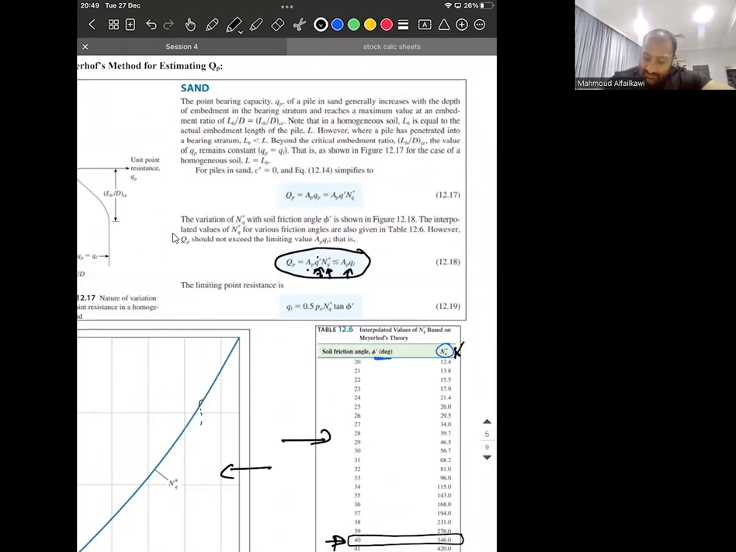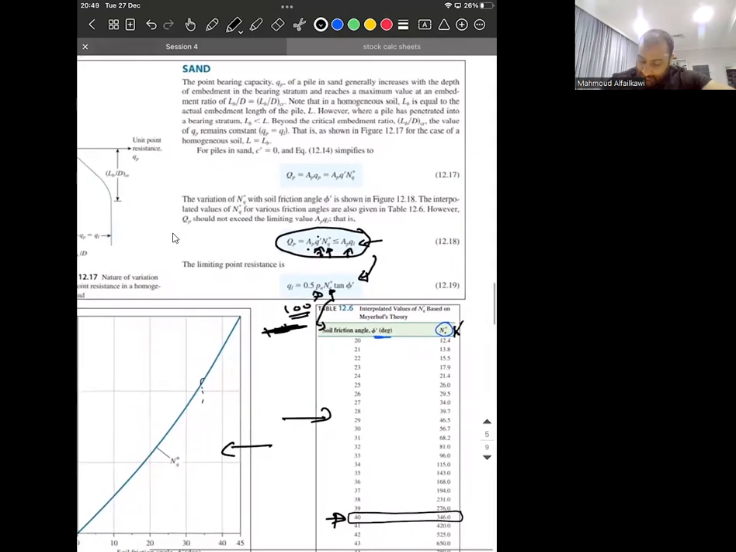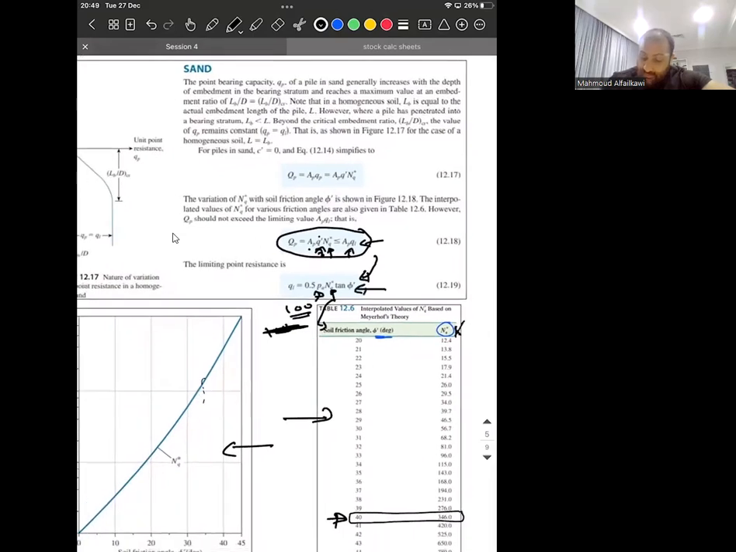The other value is called QL, or Q limiting, which is calculated using this formula. PA here is atmospheric pressure, which is 101 point something, but for our purposes, we choose 100. And NQ is the same one you find from this table. And tan phi is for the layer. In my question later, I'm going to tell you which layer, the end layer, where the pile stopped.